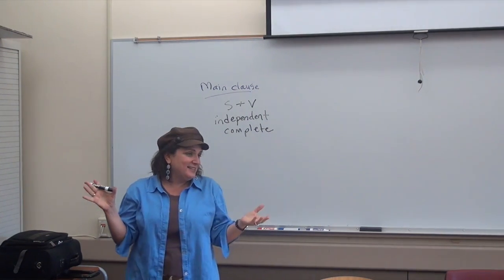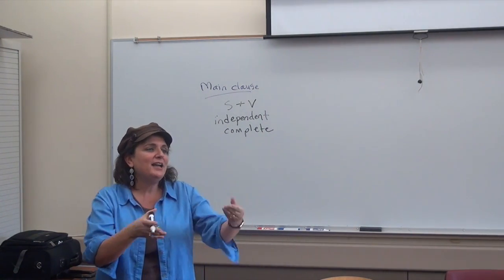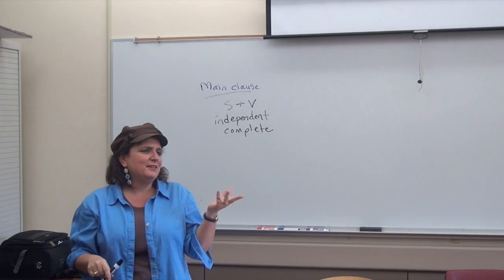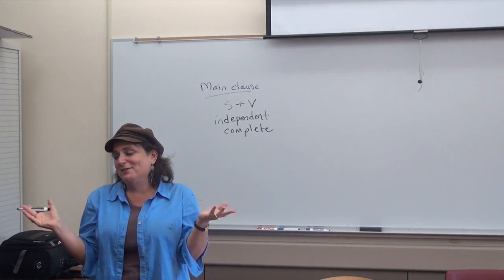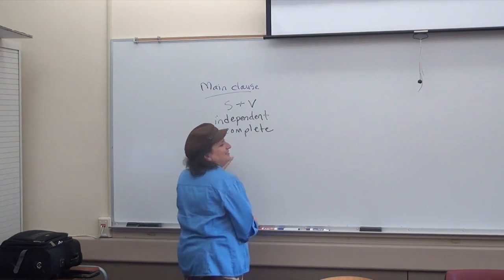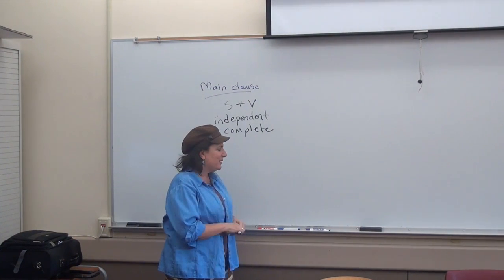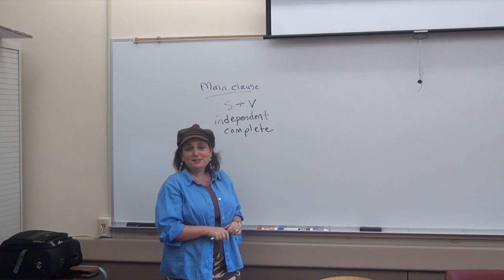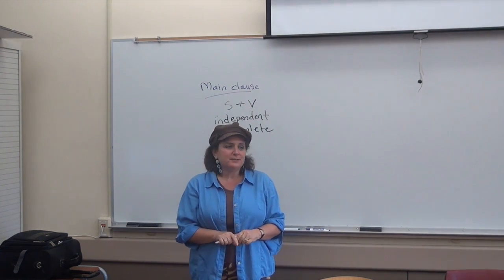In other words, I can say it exists by itself. It doesn't require anything else. That's what it means to be independent. You don't need anybody. You are complete by yourself. Okay, so that is what we know about main clauses.